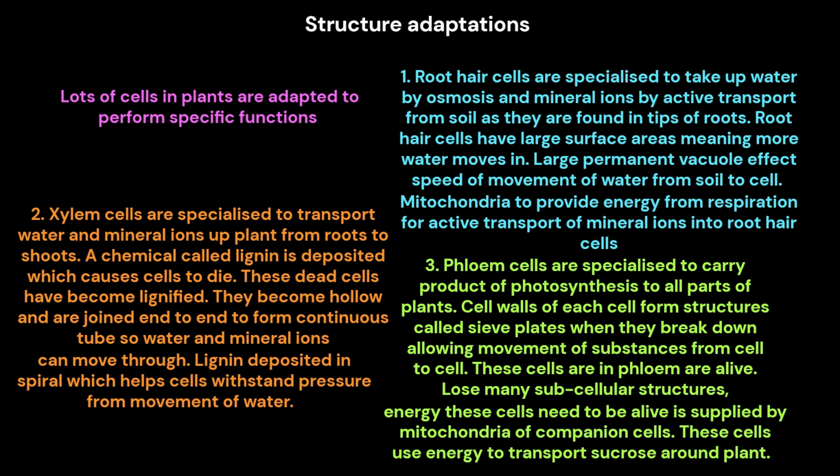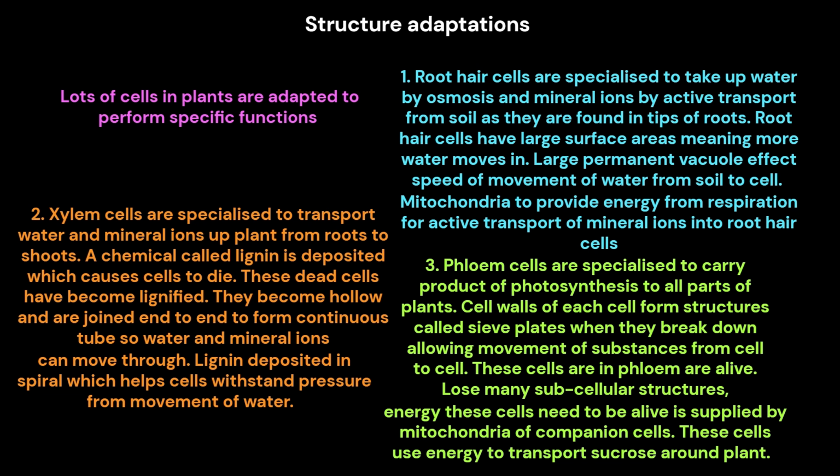2. Xylem cells are specialized to transport water and mineral ions up the plant from roots to shoots. A chemical called lignin is deposited, which causes cells to die. These dead cells have become lignified. They become hollow and are joined end to end to form a continuous tube so water and mineral ions can move through. Lignin is deposited in a spiral, which helps cells withstand pressure from the movement of water.